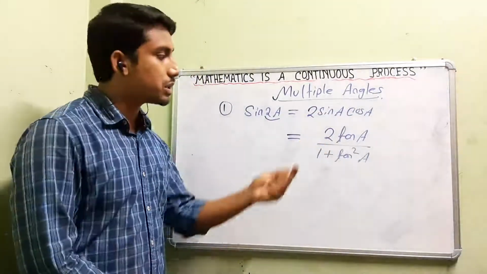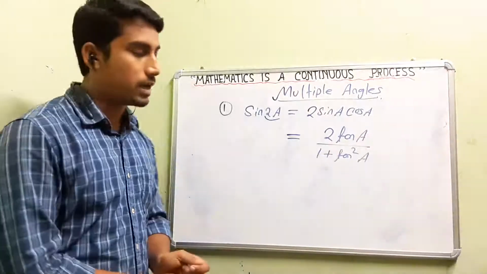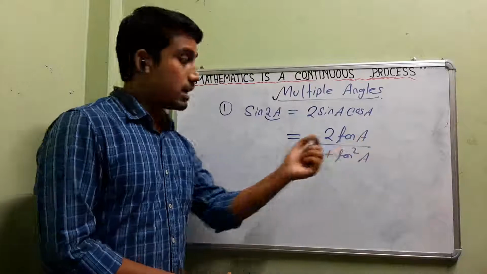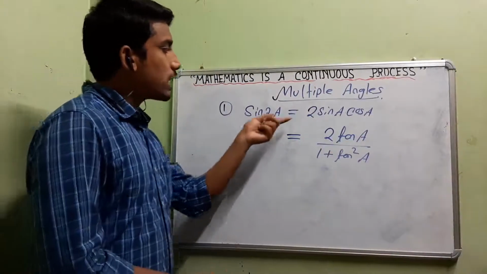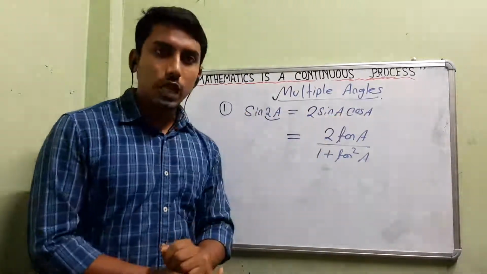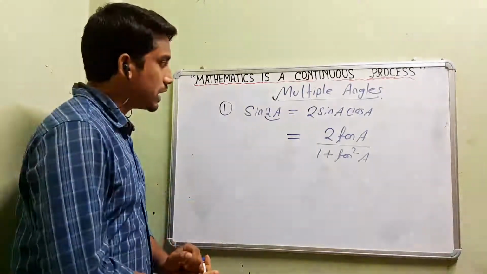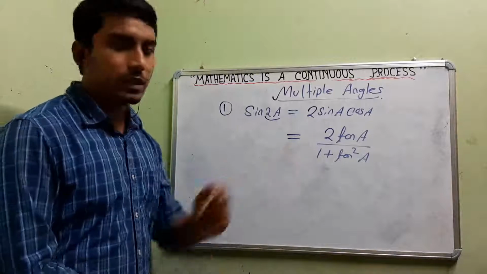So sine 2A has this form as well as that form. Depending upon the situation, we'll use the formulas. Sometimes we'll use sine 2A as it is, sometimes we'll use this one, and sometimes in place of sine 2A, I'll use 2 sine A cos A. It depends upon what situation you are dealing with. So sine 2A has these two formulas.